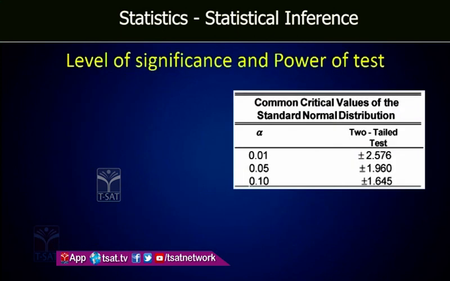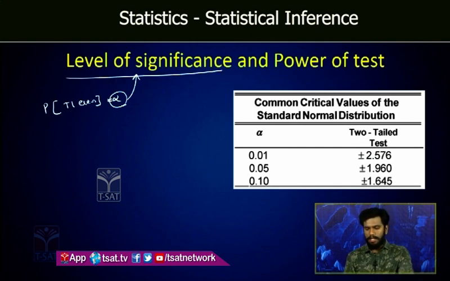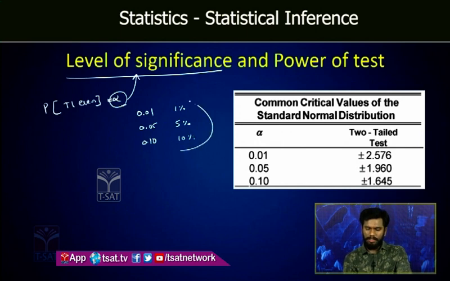Now మరి ఇందాక ఏం చెప్పుకున్నాం, probability of committing type 1 error, type 1 error which is nothing but alpha. So this alpha we call it as the level of significance. Now how can we interpret this level of significance? Generally level of significance values will take either 0.01 or 0.05 or 0.10. That means 1% level of significance, 5% level of significance and 10% level of significance. So what is the meaning of this?